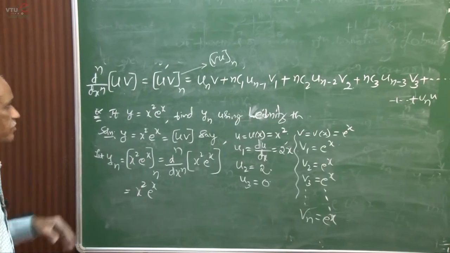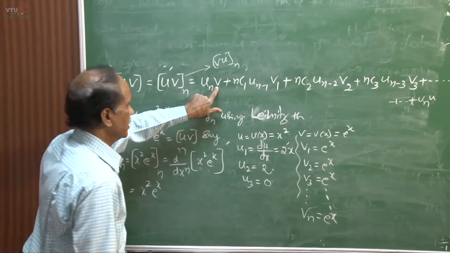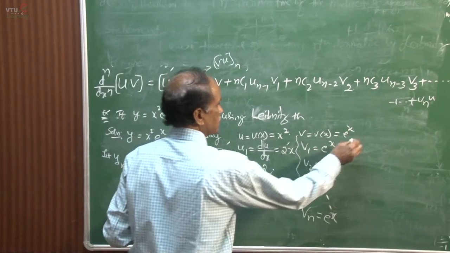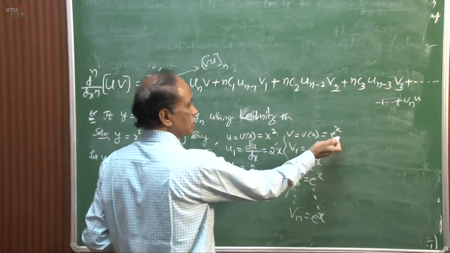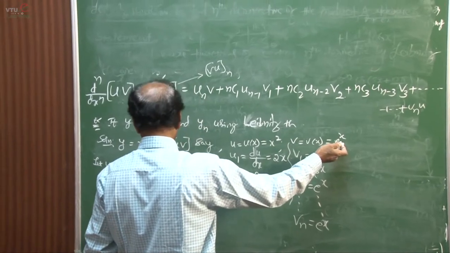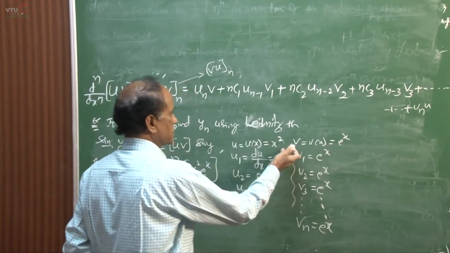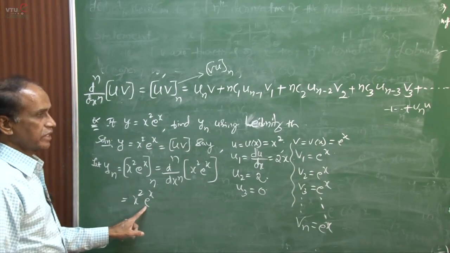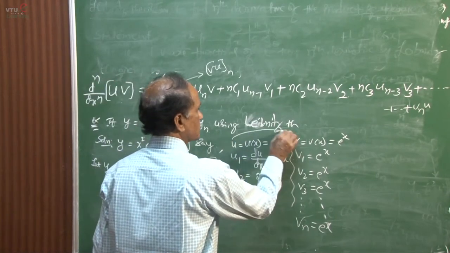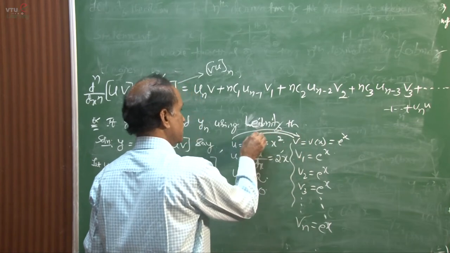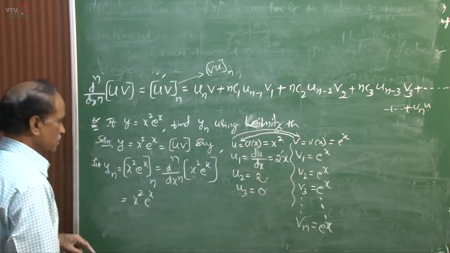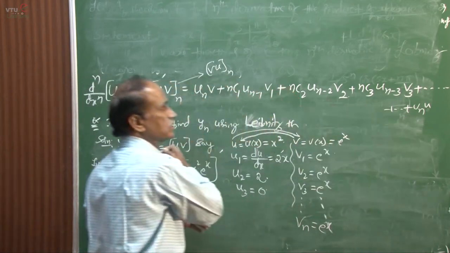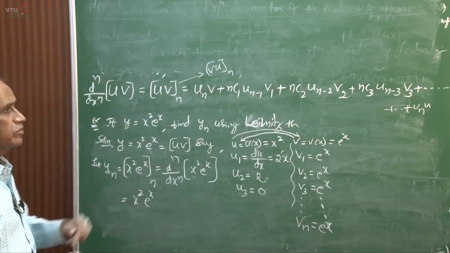So that term I will write first, and I will keep v as x square, that means I am interchanging, right? Instead of v is equal to e to the power x, I am taking u as e to the power x, then its nth derivative is e to the power x only. That means this one and this term, right? So that I will go according to this theorem. If I come from the last term towards the first term, then 0 I have to multiply.